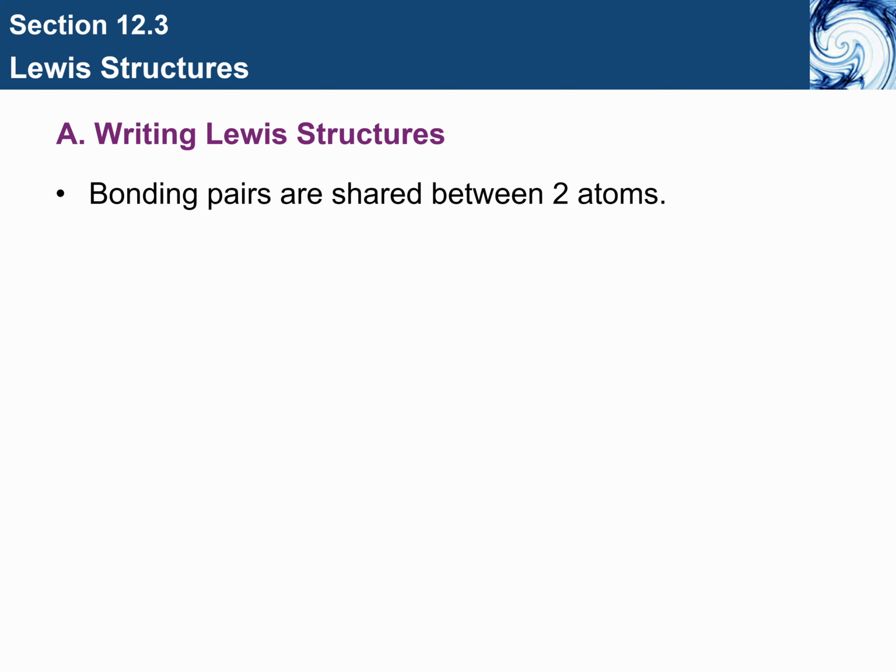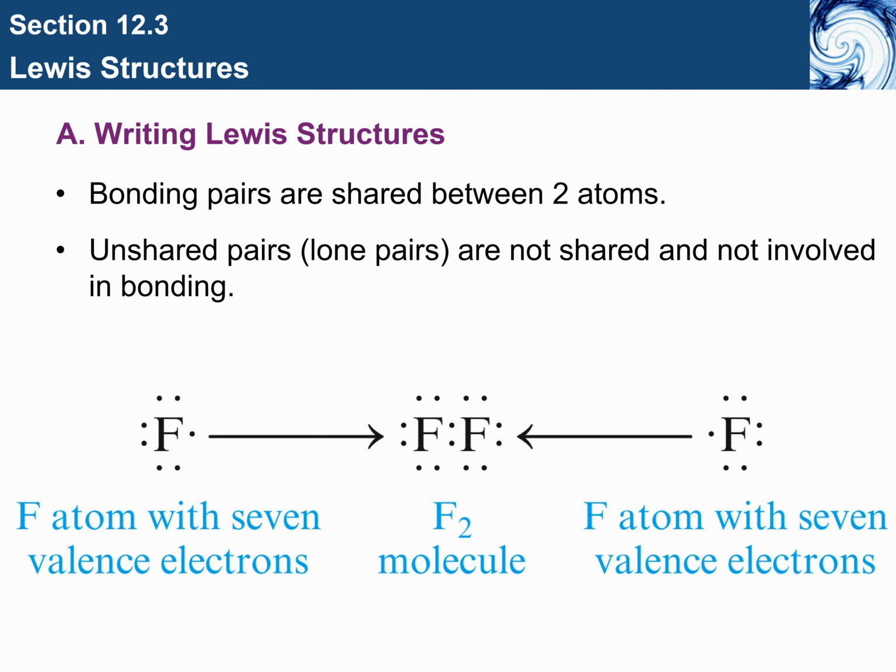Bonding pairs and lone pairs. Bonding pairs are shared between two atoms. Unshared pairs, also called lone pairs, are not shared and not involved in bonding. The examples on the right compare hydrogen, fluorine, and fluorine molecules. The point is to show that electrons can either be shared in a bond or remain as lone pairs in an atom. You'll notice if there are two atoms and they're bonded together, they can have two, or potentially if there's a double or triple bond, more shared electrons.